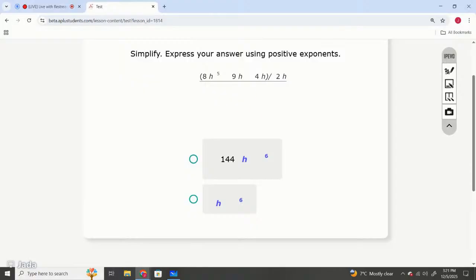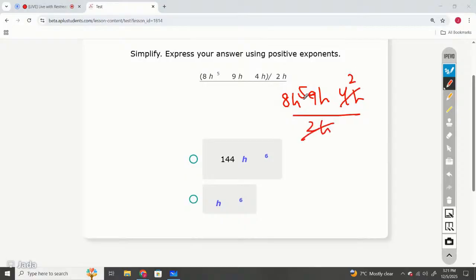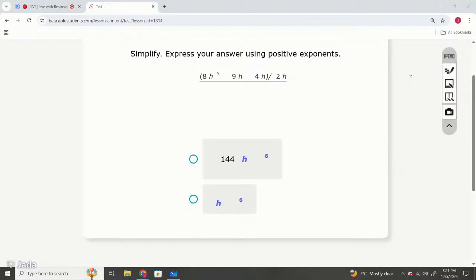Okay, so we have to divide, right? 8 h^5 9 h^4 divided by 2 h. So 2 times 9 is 18 and 18 times 8 is 144, and we need to collect the exponents of h, that is h^6. Option number 1 is the correct option.